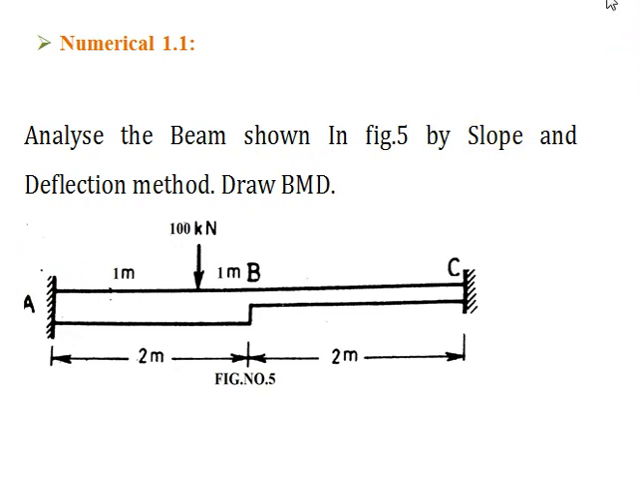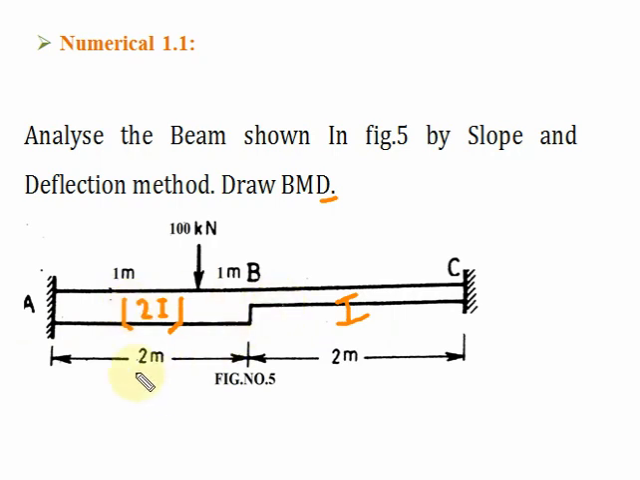Now in the given problem we have to analyze a beam by slope deflection method and we have to draw a bending moment diagram. Now beam AC having a varying cross section. So when the beam having a varying cross section, its moment of inertia will change. So AB having a moment of inertia 2I and BC having a moment of inertia I.